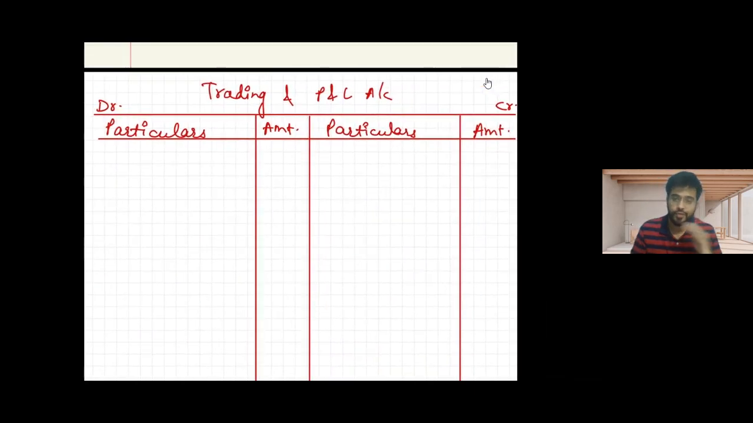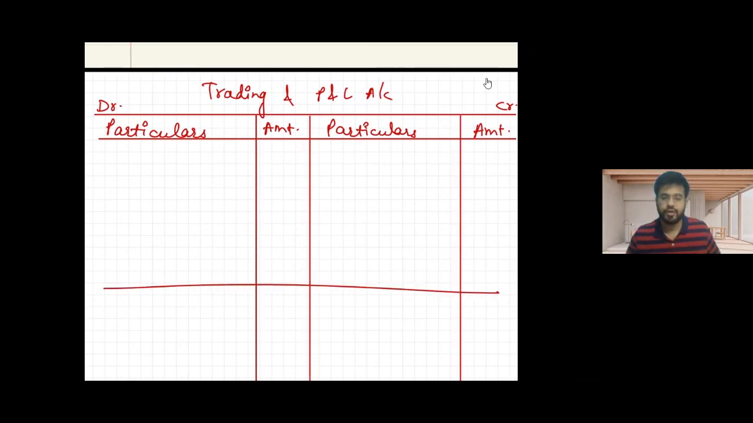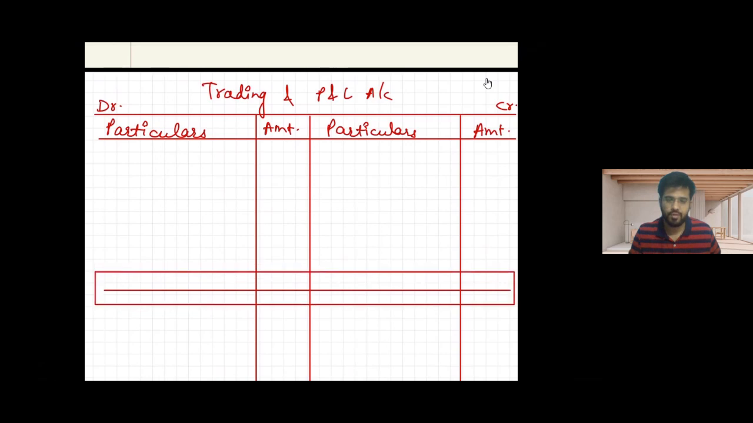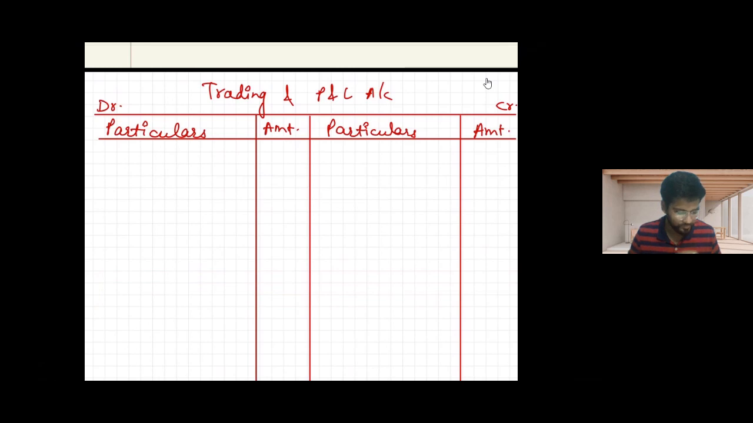As we are preparing the trading and P&L account, so on the top we will have the trading account and below that we will have the P&L account. So no need to create this line in your copies. Obviously this is understood, so that is why no line is created. Okay, let's go for the trading account first.